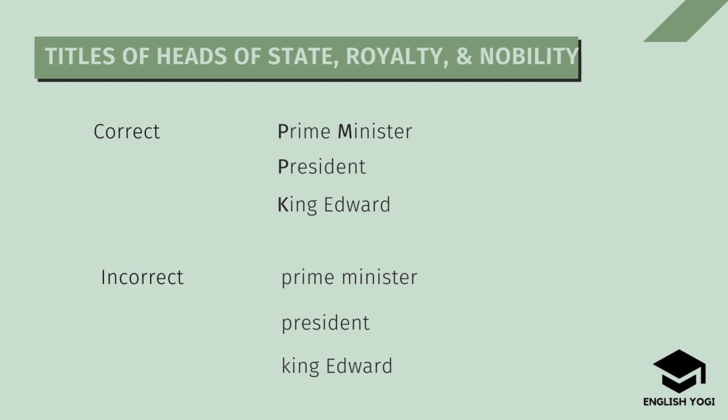If we write P small, M small in the sentence, or p in president, or k in king, those will all be incorrect. So the basic rule is that whenever there are titles of heads of state, we have to write the first letter of all those words in capital letters. And this is again the rule.